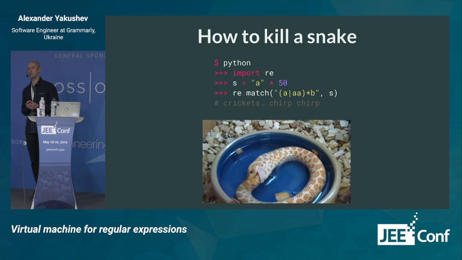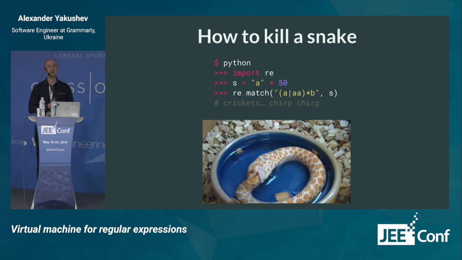So this is a recipe for how to kill a snake. You start a Python interpreter, you import the regular expression library module, and then we have this string of just 50 A letters in a row. And if you call re.match with this regular expression, quite innocuous, it's like just A or double A, and there is a Kleene star and B. If you call this function, it will finish approximately in 5 or 6 years. So by the time it finishes, the user will probably not care that it didn't match. And that's the backtracking implementation for you.